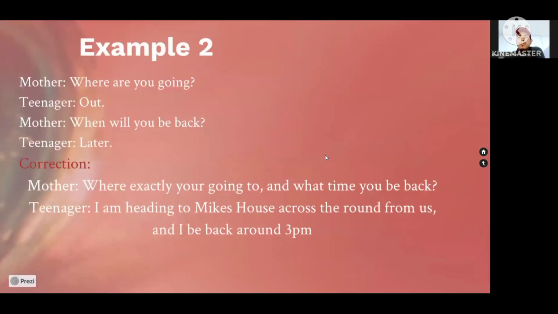Then example number 2: mother asks, where are you going? Teenager says, out, which is more commonly what we all reply to our parents nowadays. Then the mother would say, when will you be back? Teenager would say, later. That's something we could relate to also. Our parents ask where we are going, we'll say out. When will we be back? We'll say probably later. But the correct way a mother should ask is, where exactly are you going and what time will you be back?